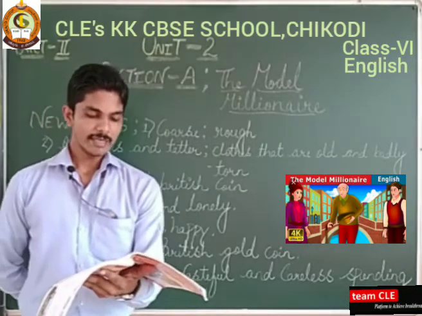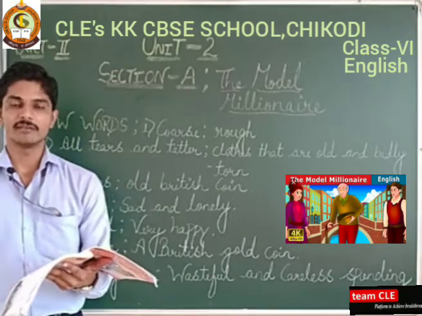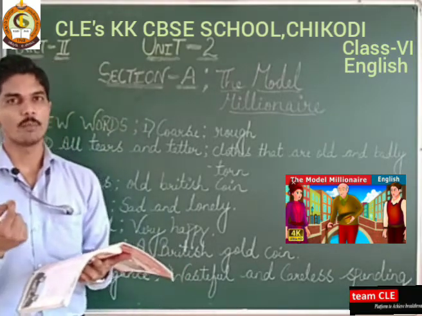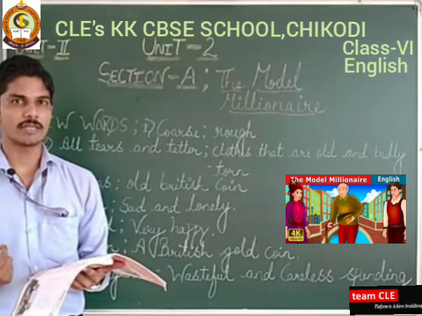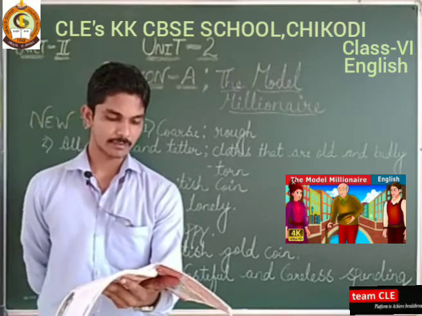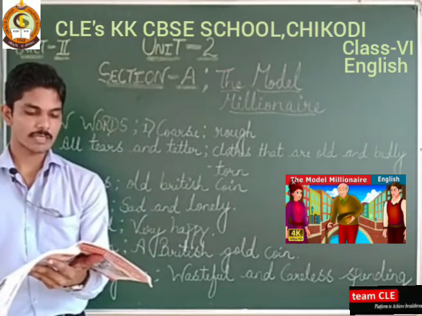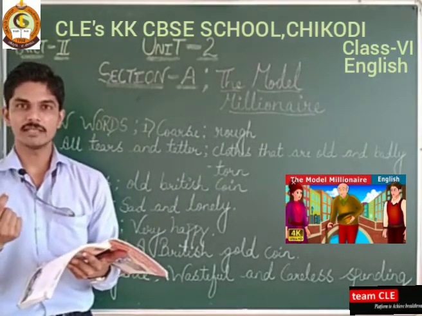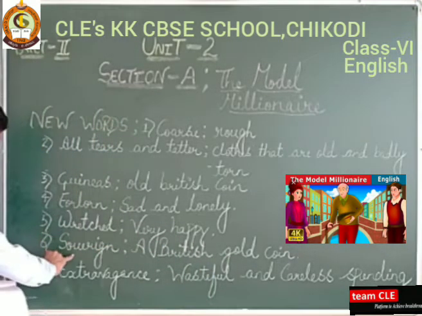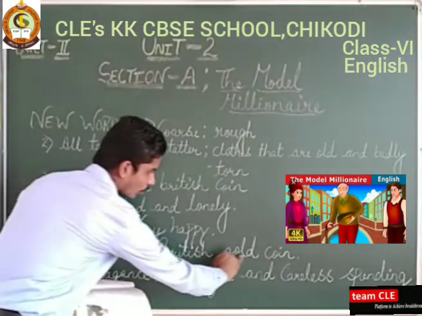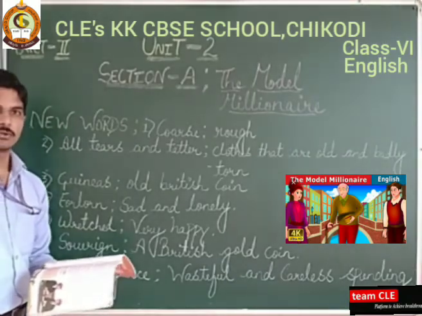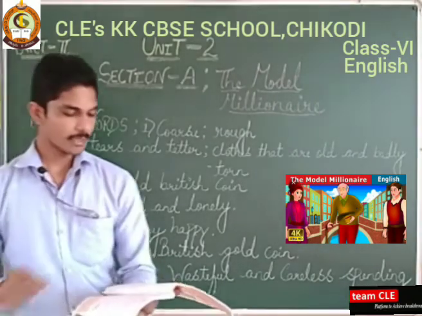Then all he could find was a gold coin. Which coin, students? A gold coin. In India, the value of gold is more. Gold is more costly. So he got a gold coin in his pocket. Then what happened? A gold coin, a sovereign. So the meaning of sovereign is gold coin. Students, here I have written sovereign. What does it mean? A British gold coin. Who had this British gold coin? Hoogie had this British gold coin in his pocket.